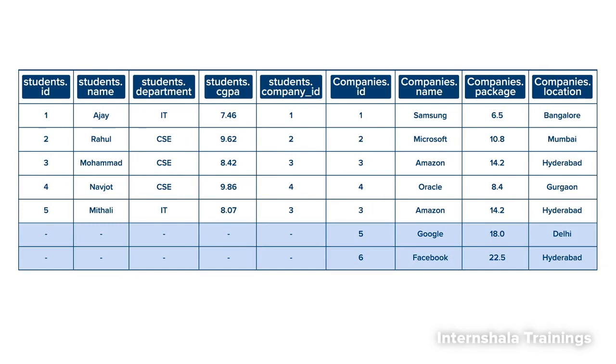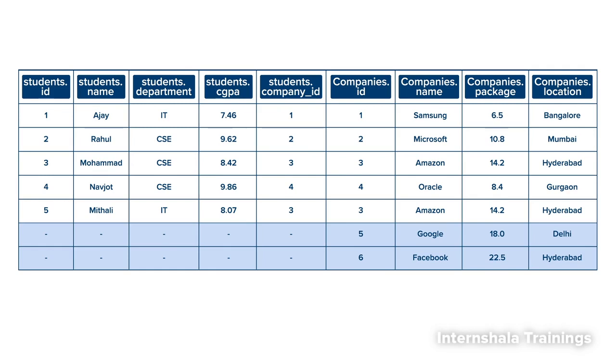Have a look at the last two rows. It now includes the records that correspond to Google and Facebook from the companies table. But it does not include the record that corresponds to Sanjay from the students table. This is because the right join includes all records from the right table, irrespective of whether they have any associated record in the left table.